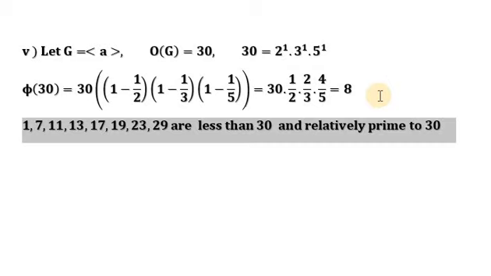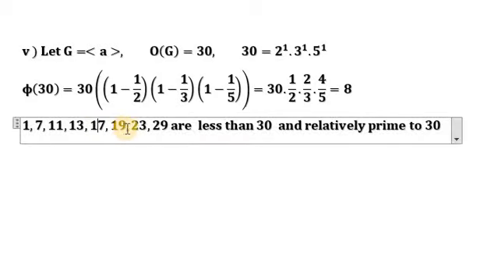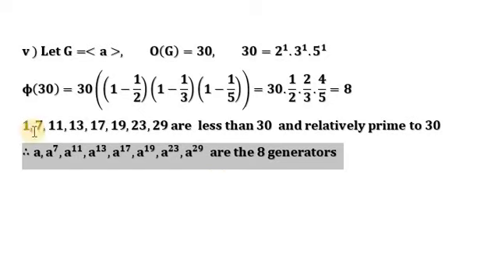Now let us see what are the numbers less than 30 and relatively prime to 30. 1, 7, 11, 13, 17 and 19, 23 and 29 are less than 30 and also they are relatively prime to 30. Therefore, the generators are a, a power of 7, a power of 11, a power of 13, a power of 17, a power of 19, a power of 23, a power of 29.